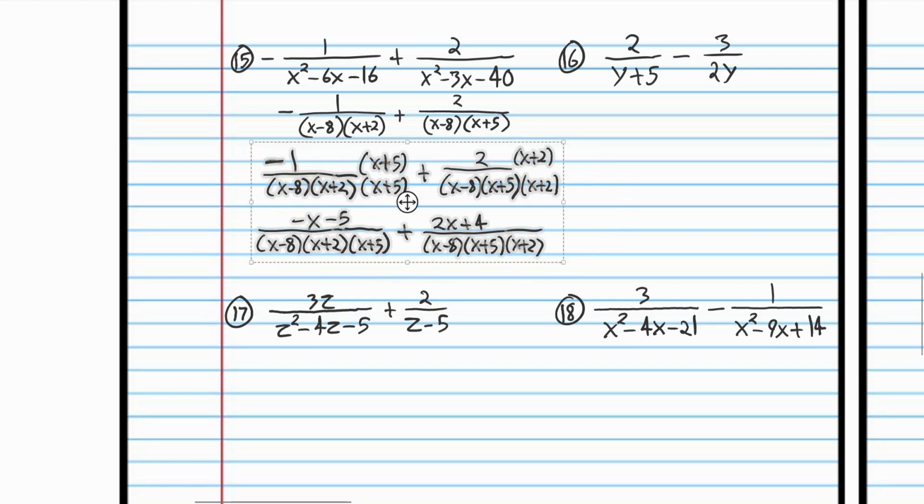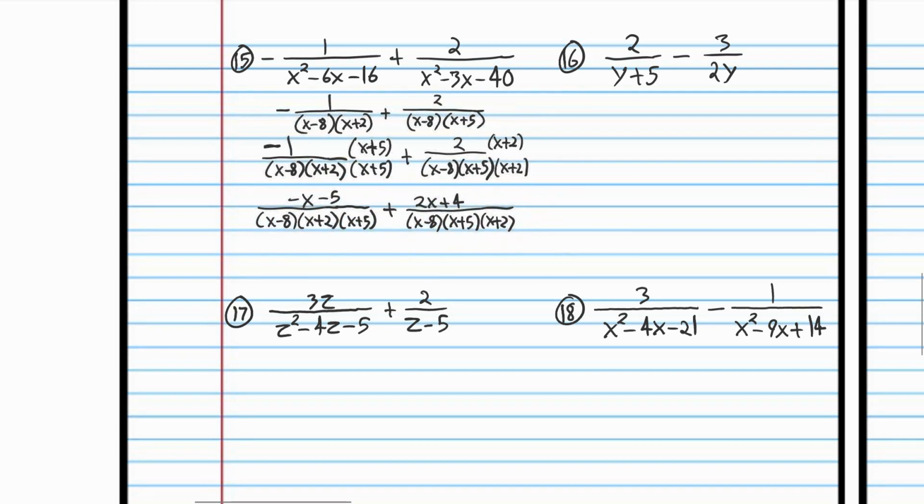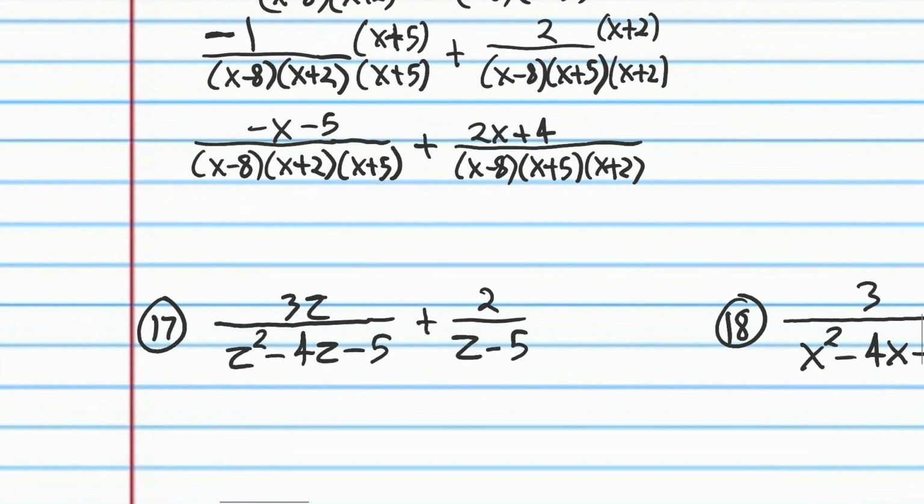We just have to combine the fractions. So the third step is to combine the fractions. So negative x plus 2x is x. Negative 5 plus 4 is negative 1. And just write the denominator, and that is our final answer. So if you got that answer, good job.